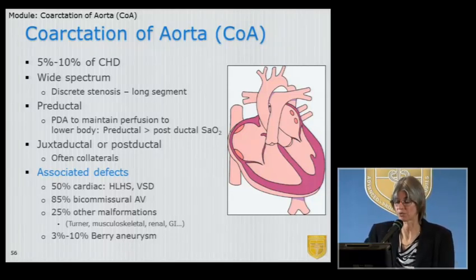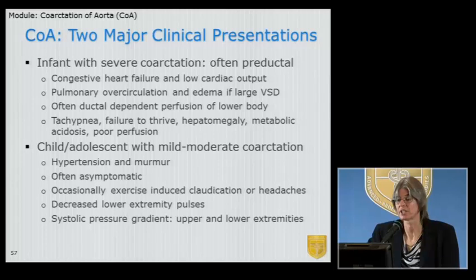25% have other malformations. They have Turner, or they have muscular, renal, or GI syndromes, and very important, 3 to 10% have berry aneurysms and are actually at risk for subarachnoid hemorrhage later when they're in their 30s and 40s. And our adult cardiologists are fully aware and actually monitor them very closely for this risk. You have two major clinical presentations.